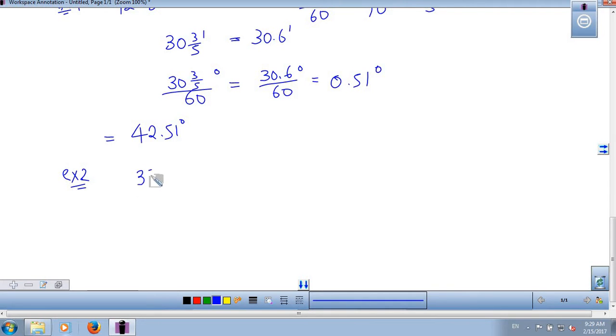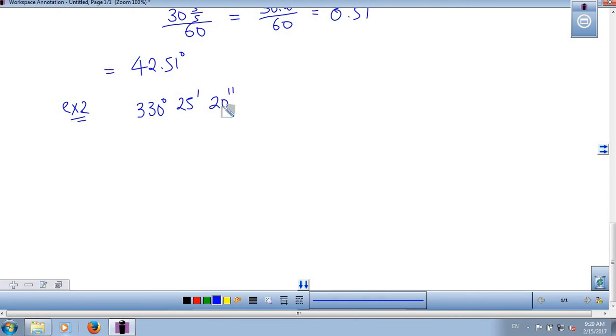Alright, what about 330 degrees, 25 minutes, and 20 seconds? Okay, so let's start with the seconds again. 20 seconds is 20 divided by 60 minutes. 20 divided by 60, you can reduce that. It becomes 2/6 minutes, and that also means 1/3 minute.